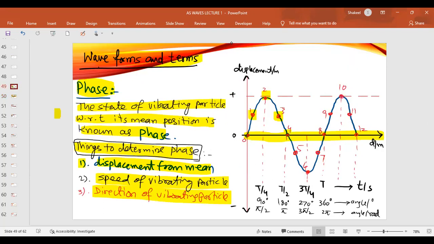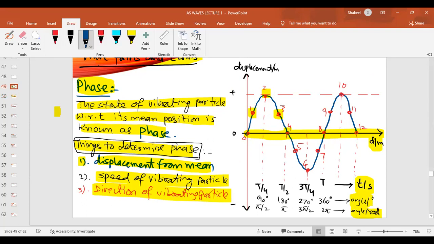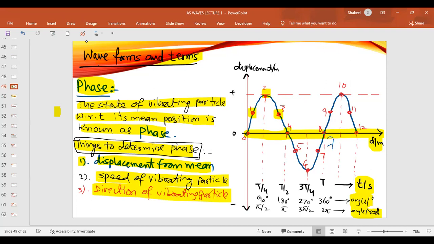If I take you back to the diagram, you can see that from 0 to 12, the particles are all labeled with numbers. The x-axis can be distance, time, or angle in degrees or radians. If the x-axis is distance, then one wavelength is at particle 8, lambda; at particle 4 it is half lambda; at particle 2 it is quarter lambda.